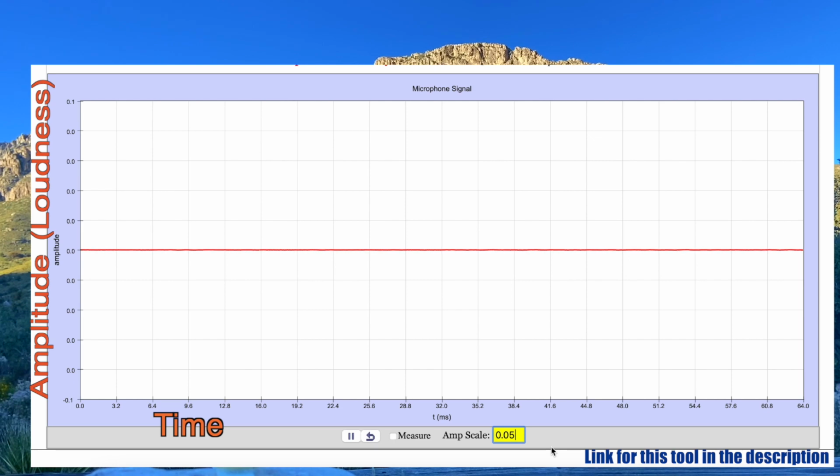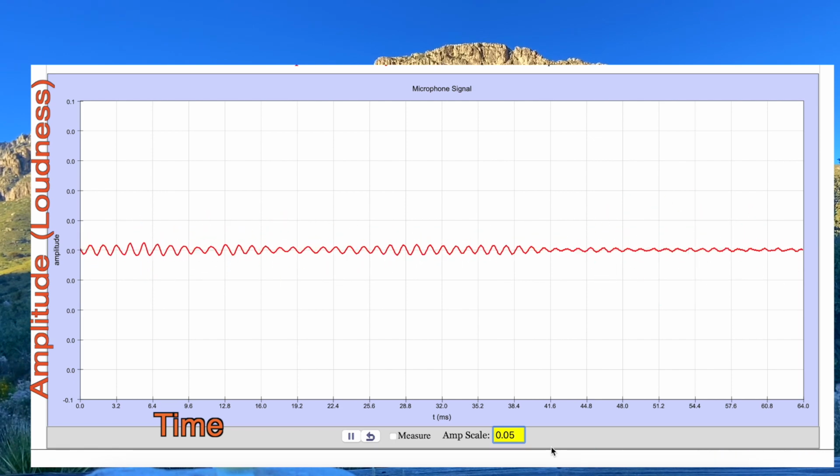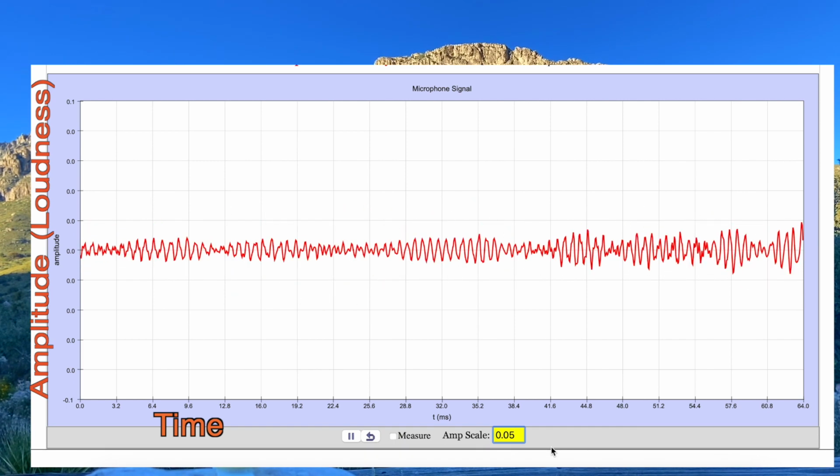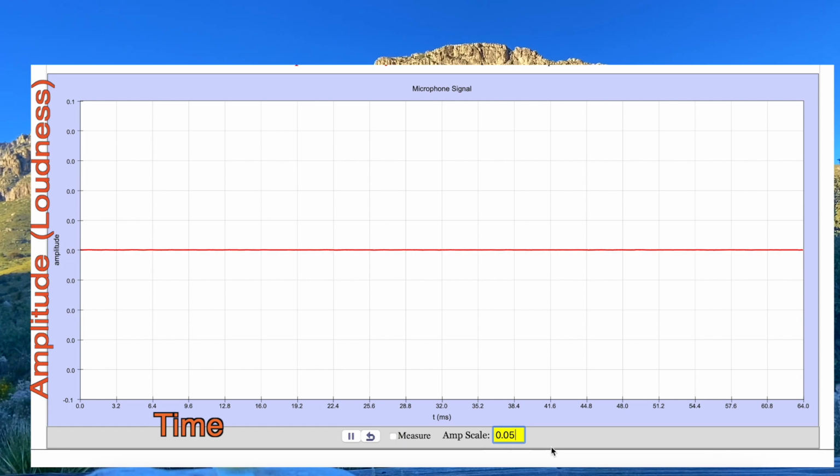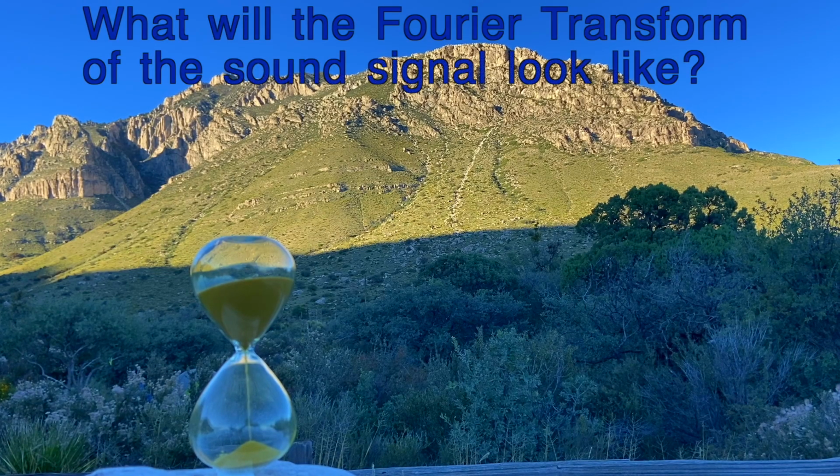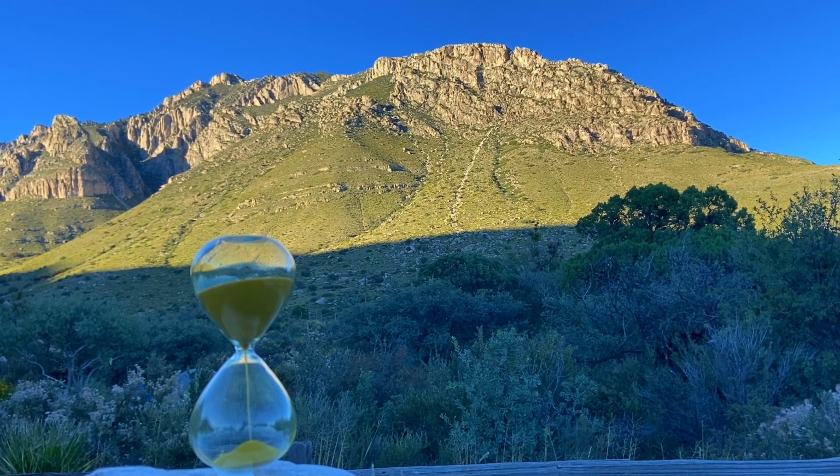Therefore, the movement we see in this graph here is telling us that the amplitude, the loudness, is changing with respect to time. Let's give it a listen and see how the input function changes. What do you think the graph of our output function, the Fourier transform of the input function, will look like? Let's go ahead and look at them side by side while we listen to the forest sounds.